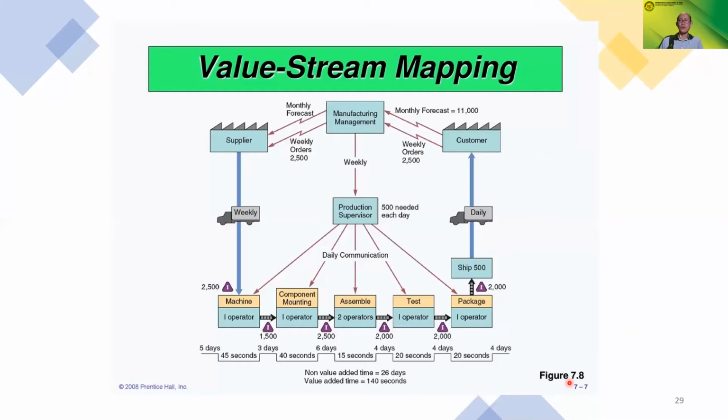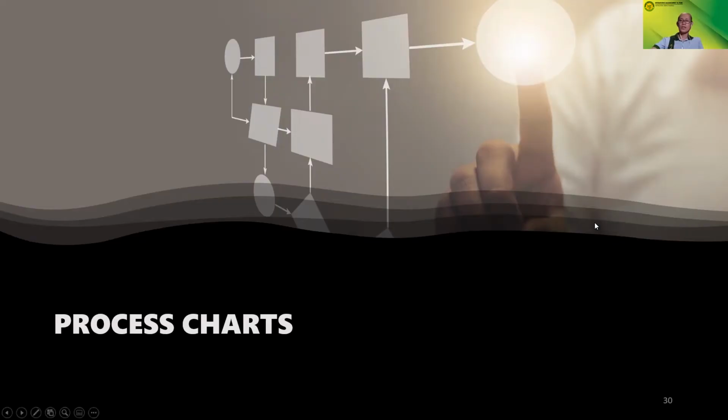So in here, to improve this process, if you look at the inventory, one way to reduce materials inventory is to have deliveries twice per week rather than once per week. VSM takes into account not only the process but also the management decisions and information systems that support the process. Then the next one is process charts.